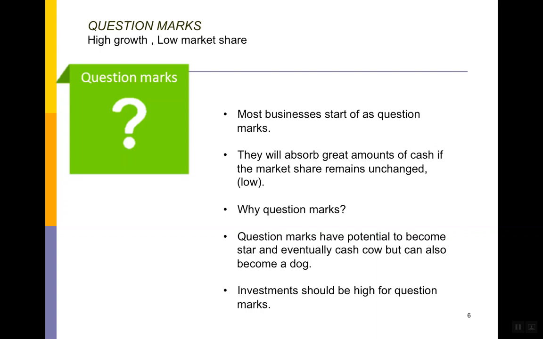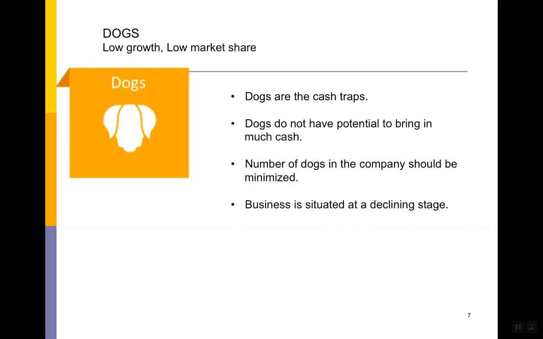Let's move to the next matrix. Dogs. Dogs are the cash traps. This stage is the declining stage of the product life cycle. Products in these cells are called dogs. They may produce a low profit or might make a loss. Dogs have a low market share and low growth rate and neither generate nor consume a large amount of cash.